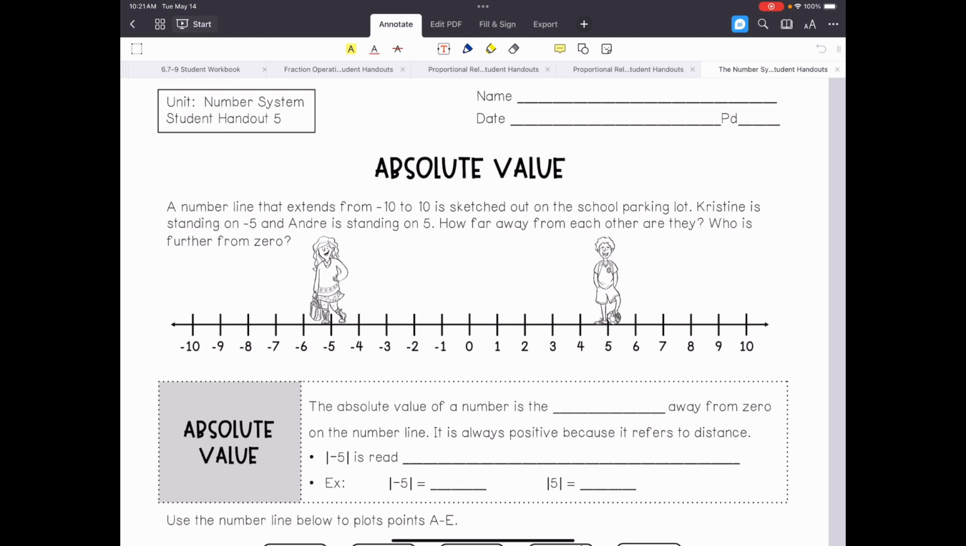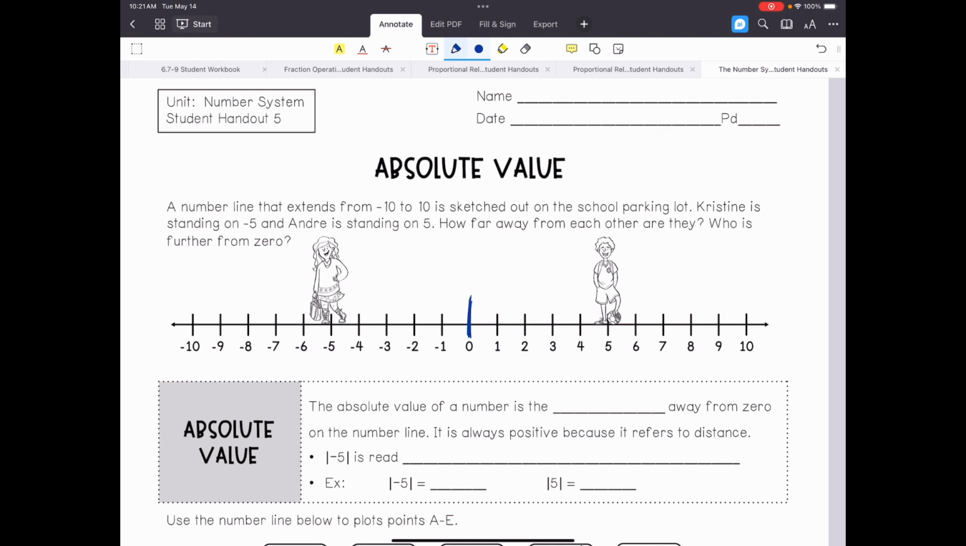A number line that extends from -10 to 10 is sketched out on the school parking lot. Christine is standing on -5, and Andre is standing on 5. How far away from each other are they? Who is further from 0? When we look at this, we're looking at the distance that they are from 0. So 0 is that reference point that we've been using.